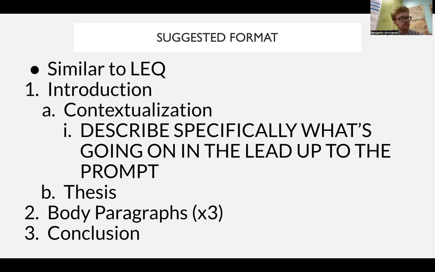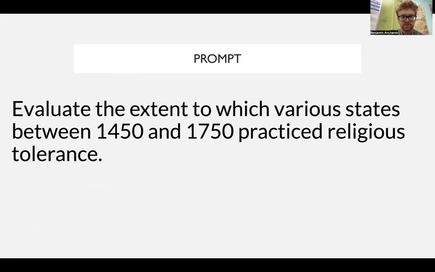And it's a rough draft of a rough draft. It does not need to flow well. It just needs to be coherent. It needs to have some connection to an argument, basically.